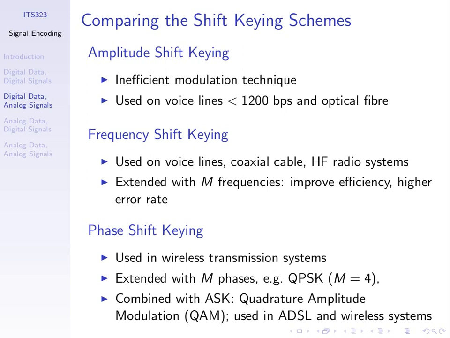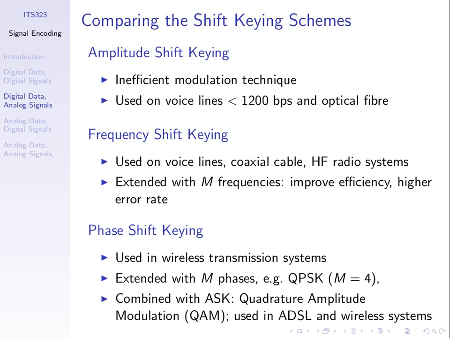And instead of just using two frequencies, it's generalized to allow M frequencies. So 2, 4, 8, 16 and so on. The larger the M, the larger the number of frequencies, the better the data rate, but the worse the error rate, more errors. So there's a trade-off there. Phase shift keying is used in wireless systems as well.